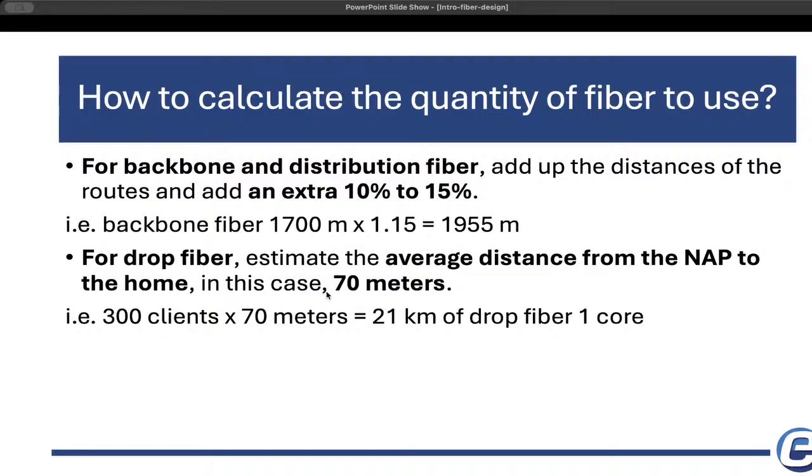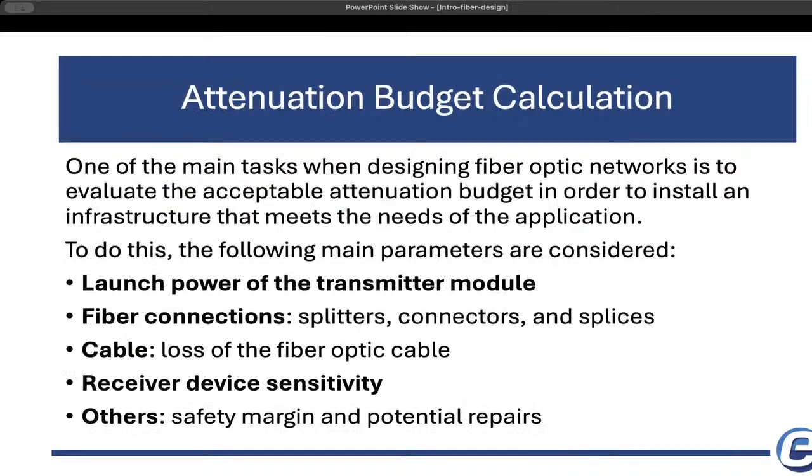So for drop fiber, we estimate the average distance from the network access point to the home. In this case, 70 meters. So you're going to have 300 clients. You calculate 70 meters. That's just the average distance. And at the end, you have how much drop fiber core you're going to have for each one of your clients.